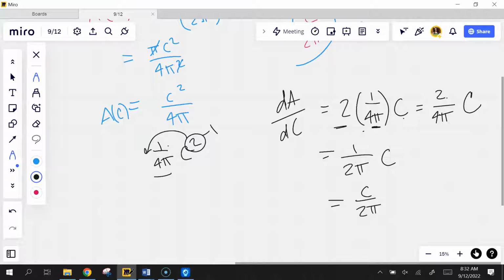It's more of doing that same product rule. That's the thing with these problems, is they give you this easy little rule, and then you have to do it for these really complicated functions. This is the derivative of A with respect to c. Yes.